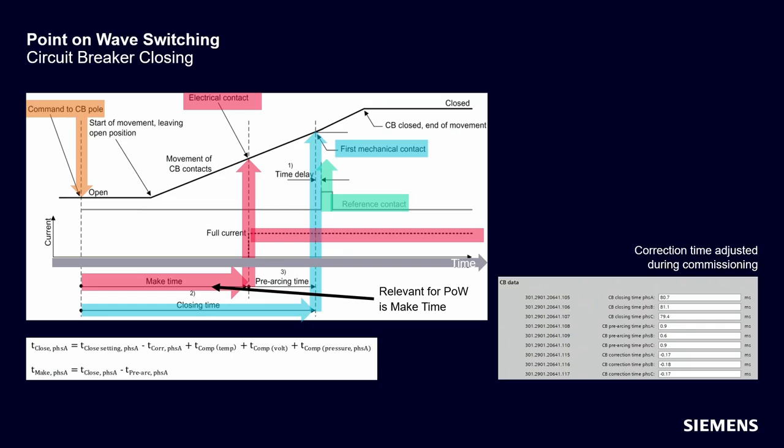The calculated make time is calculated based on calculated closing time minus pre-arcing time. The calculated make time is used by point-on-wave to send the close command via its high-speed output. Pre-arcing time is the time from ignition of pre-arc until third mechanical contact of the circuit breaker primary contacts.